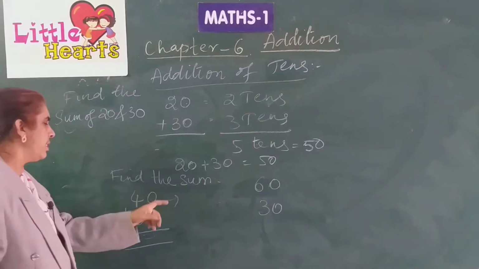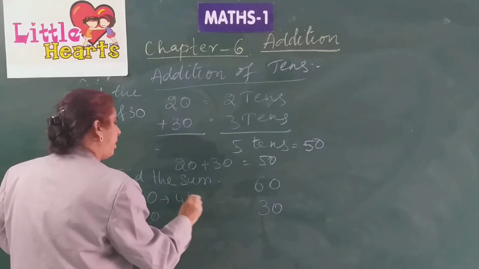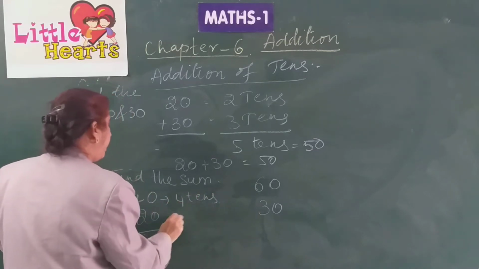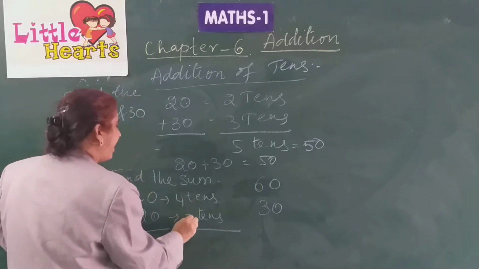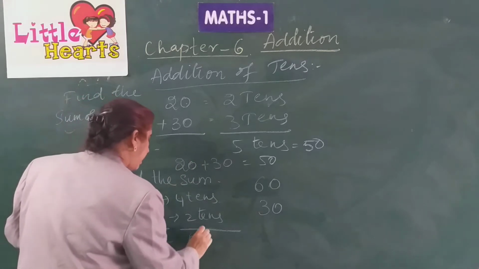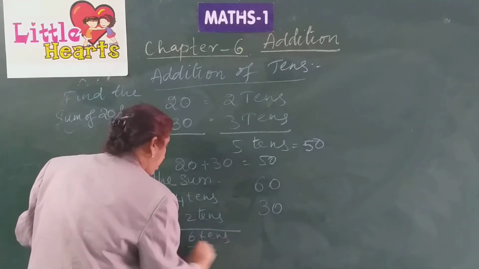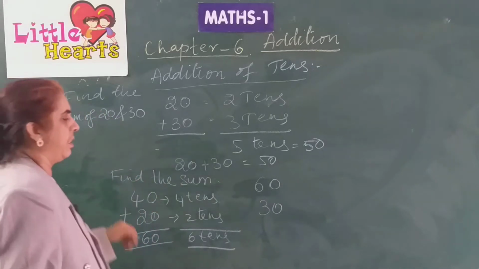Now find the sum of 40 and 20. 40 equals 4 tens, 20 is 2 tens. 4 plus 2: 5, 6. Start counting after 4. 6 tens. So 40 plus 20 is equal to 60.